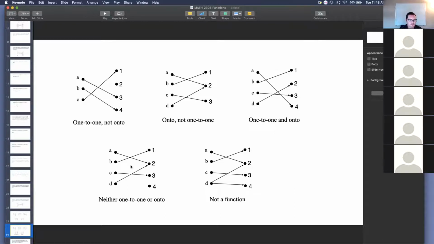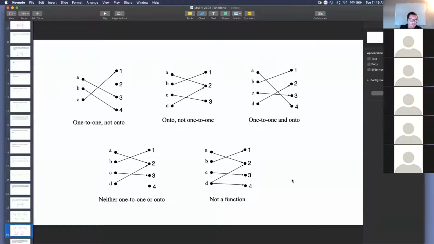And this is neither, right? It's not injective because the element 2 has two preimages, and it's not surjective because the element 4 has no preimage in the domain. And this is not a function.